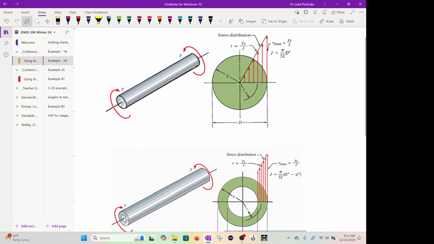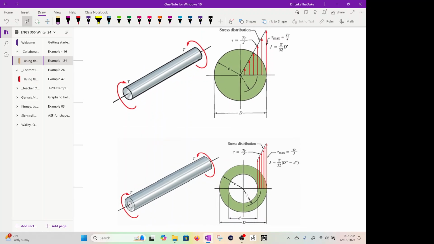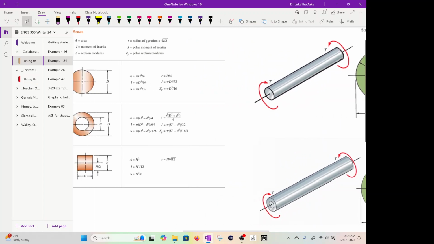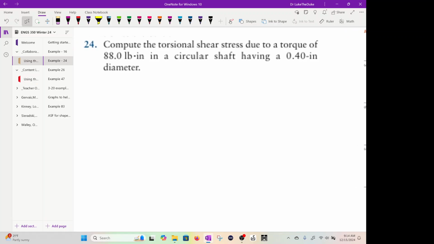Now, if it was a hollow, you have different shear stress, okay? So here is an example of a shaft with its shear stress, okay, torsional shear stress. And then down here is the hollow shear stress, okay? Just to show you exactly what's happening here. There's a torsional shear stress that's happening that, if it's too much force, would actually break. So in order to do this one, all right, let's go ahead and do the problem.